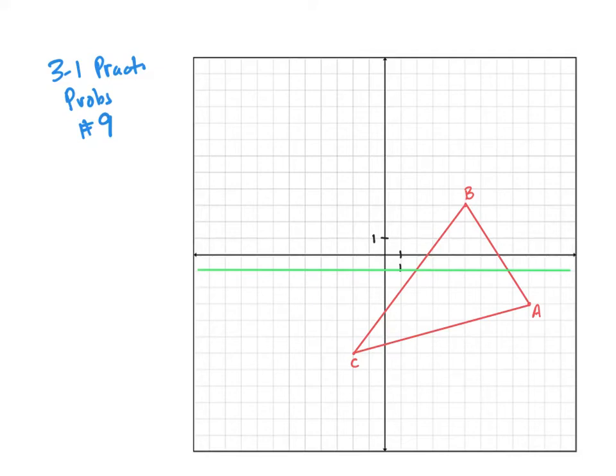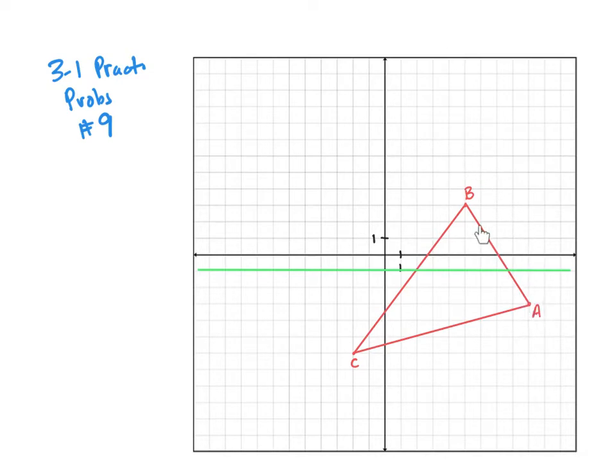Okay, so this is going to be problem number 9 from section 3-1 practice problems. This problem describes a triangle ABC, and we're reflecting it over the line y equals -1. The first thing you want to make sure you do on these problems is sketch them out. Graph paper is going to be really handy on a lot of these, since it's giving us coordinates of points. You're going to want some graph paper so you can graph those points appropriately.